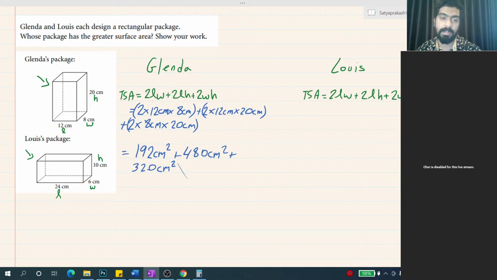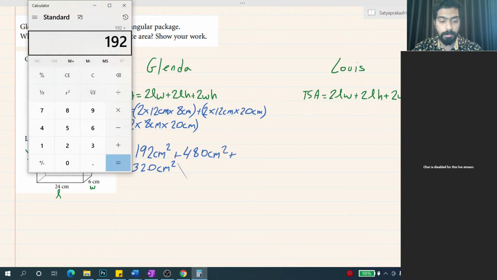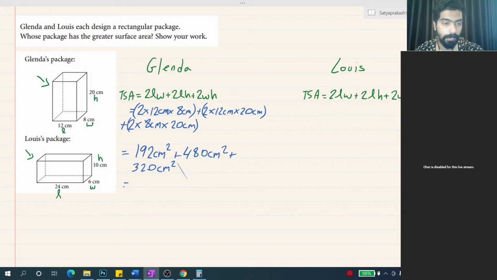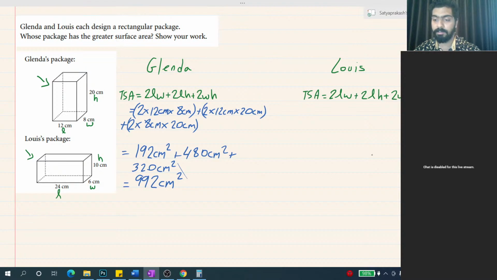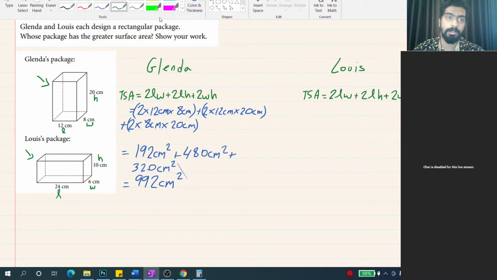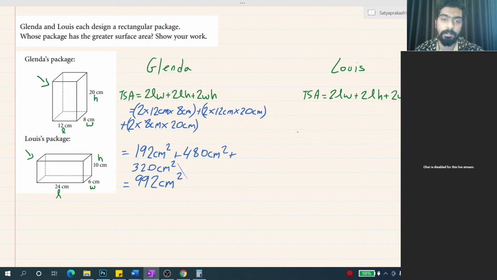All right, so let us add this up. So 192 plus 480 plus 320 would give us 992 centimeter square. That is correct. So Acre, that is correct. So Glenda is 992. Now let's find for Louis, and let's see if Louis got greater or less than, okay?